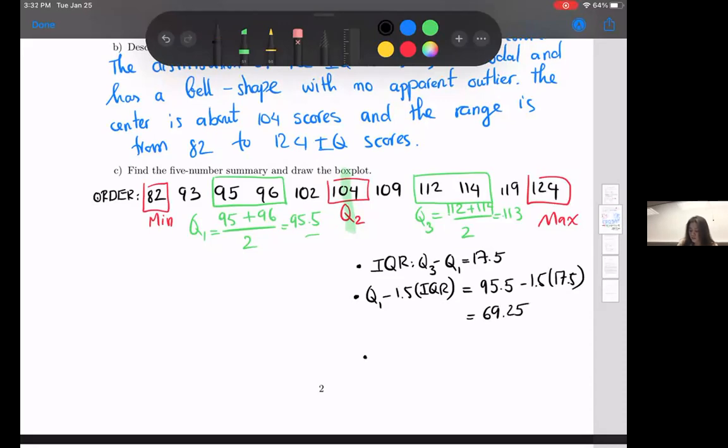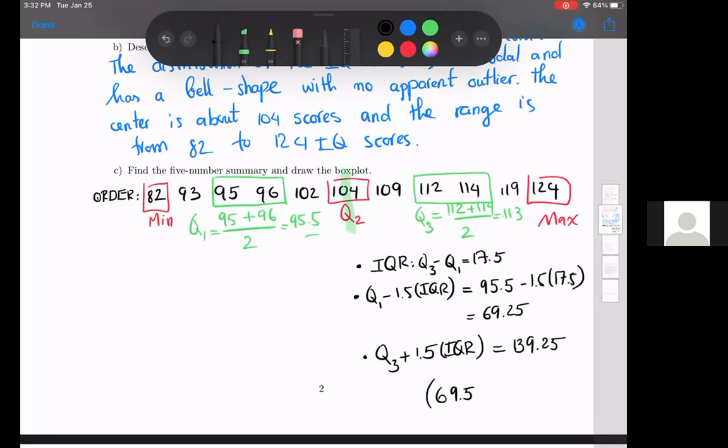And then Q3 plus 1.5 times IQR. You plug it in, so Q3 is 113 plus 1.5 times 17.5. I got 139.25. So hypothetically, let's say we end up finding out that the maximum, instead of 124, was 150.